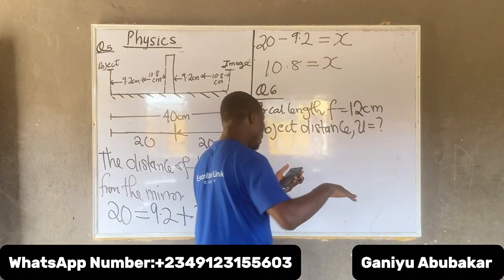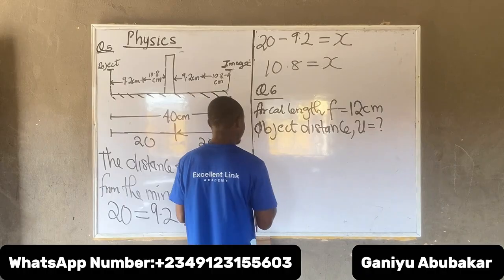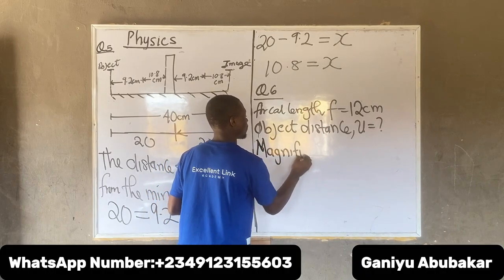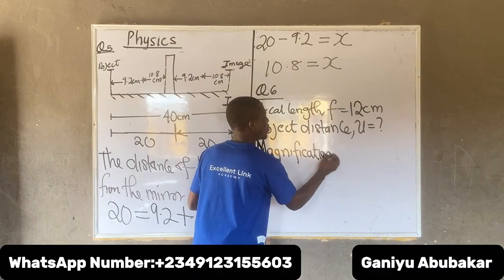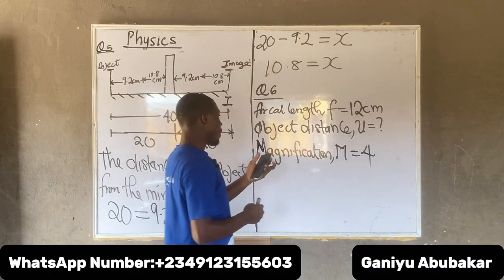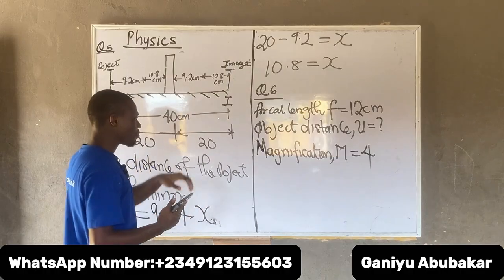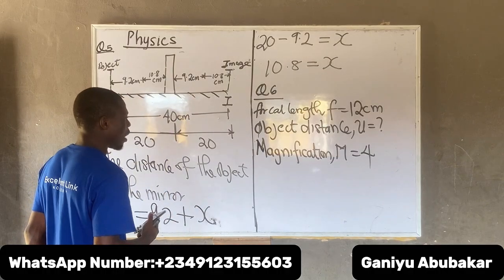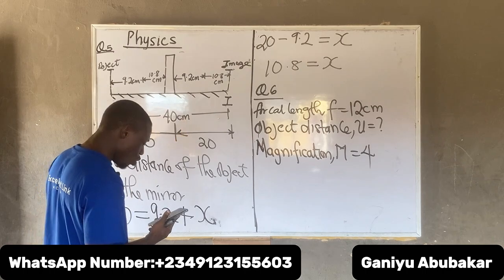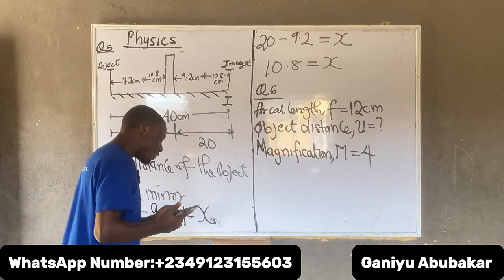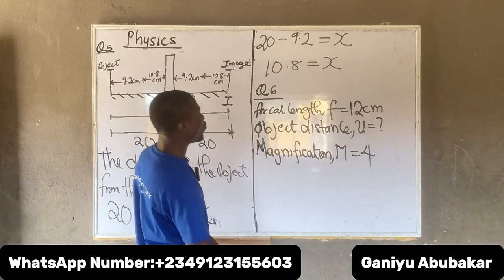In this case, it was 4 times the size. So it means that magnification, that's m, is 4. So I'm given this list, and we are asked to find u. I'm given m, f, and object distance. So what comes to mind here? What do we know?